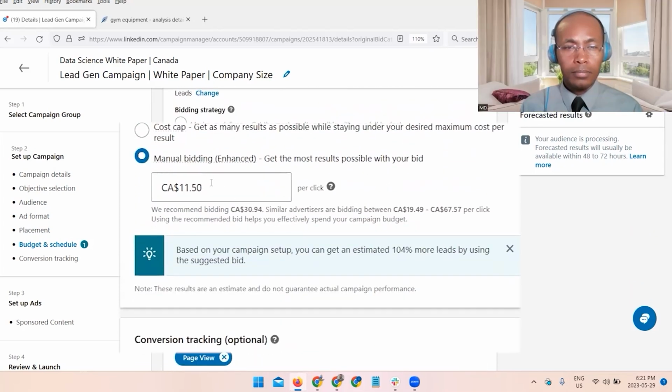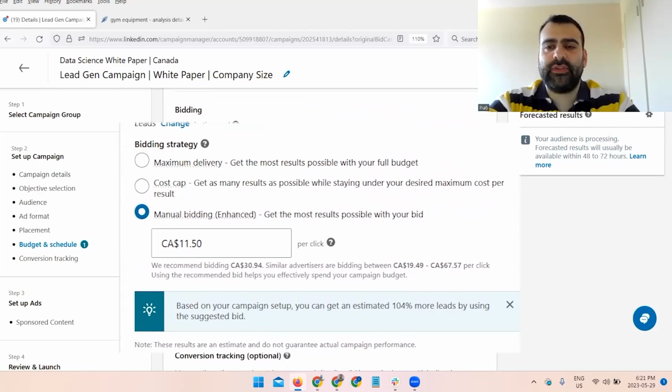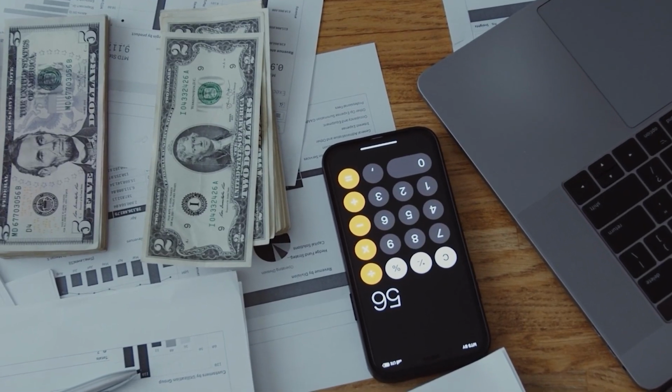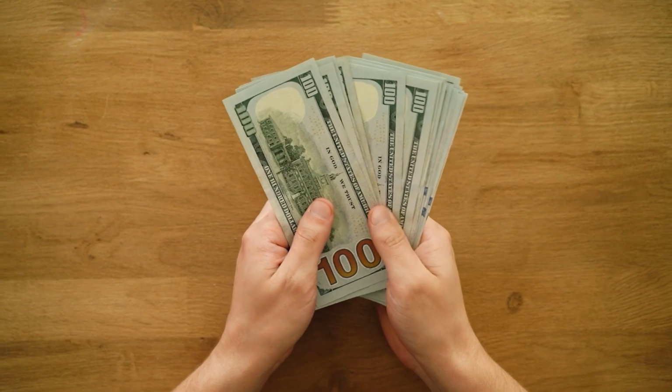In the bidding strategy, I always like to do manual, because LinkedIn always likes to take your money. So I like to manually bid, control it, and try to have a bid that's usually between this number or sometimes smaller. Because if you do maximum, it can even give you a click that's very expensive, $20, $30.